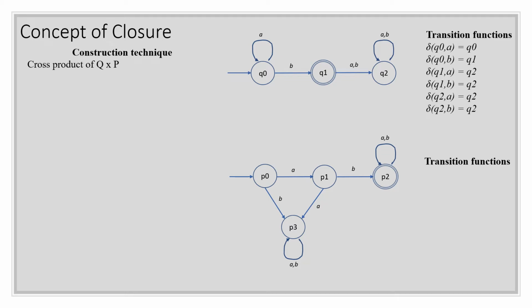The second DFA down here has these transition functions. If you're in P0 with an A, you go to P1. P0 with a B, you go to P3. P1 with an A, you go to P3.